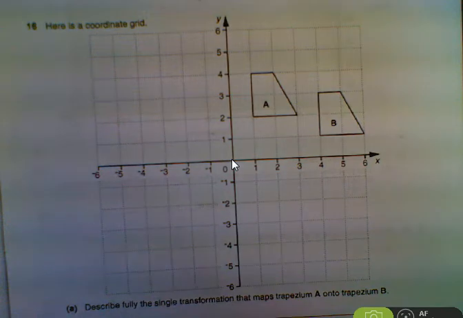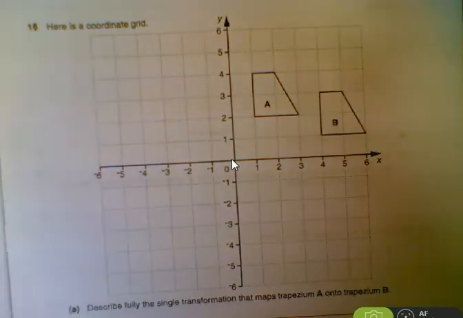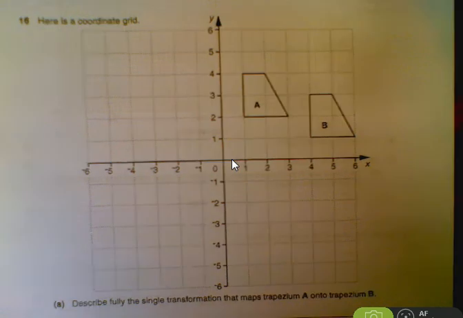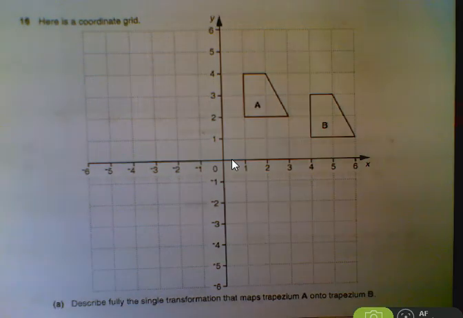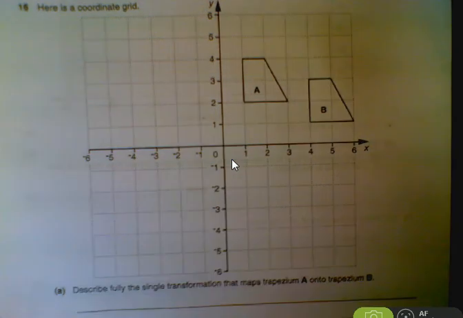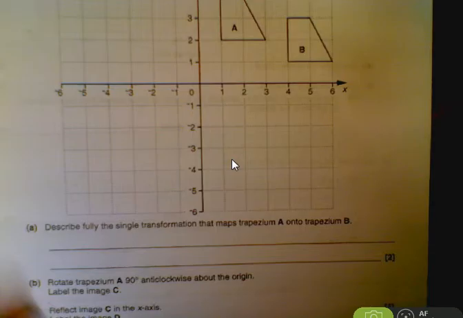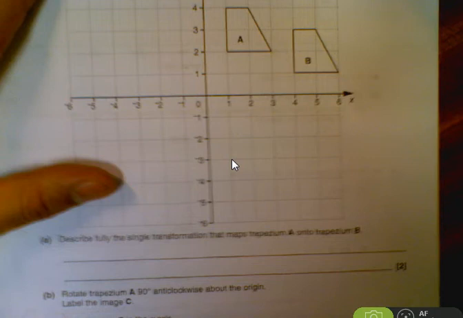Okay, question 16. Here is a coordinate grid. It says describe fully the single transformation that maps trapezium A onto trapezium B. So I'm just going to move that down a little bit.